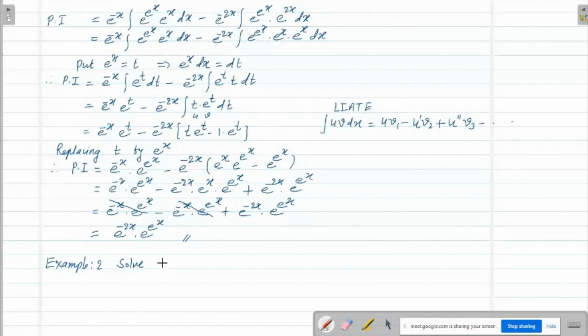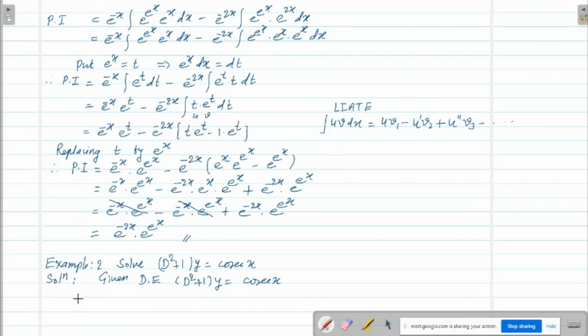the differential equation D square plus 1 y equal to cosec x. Okay, cosec x. So the solution for this: first of all, we should copy the given differential equation. So the given differential equation is D square plus 1 y equal to cosec x.